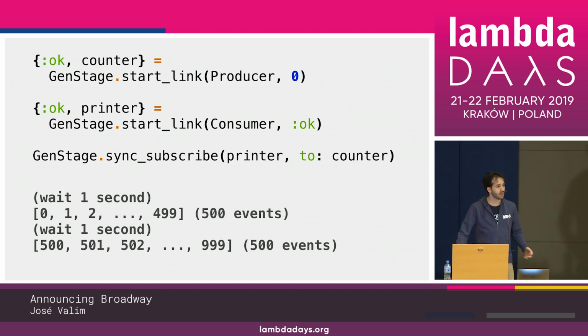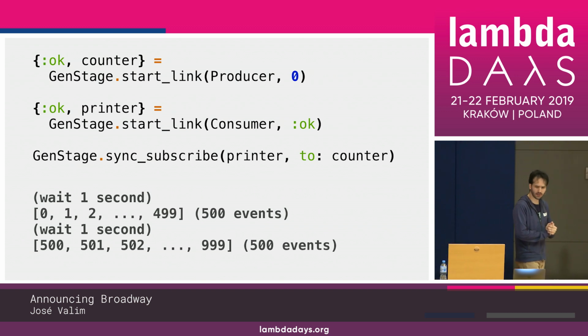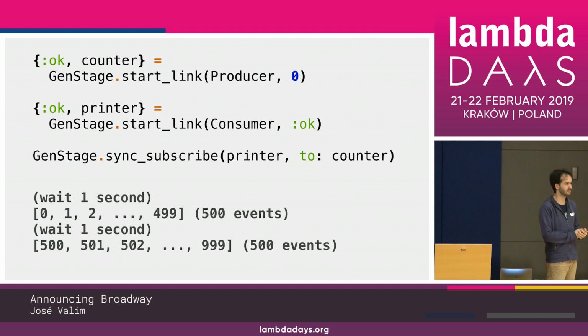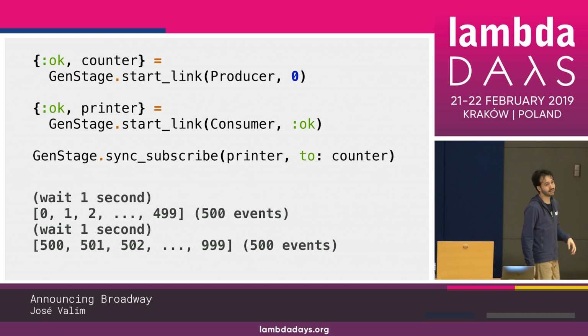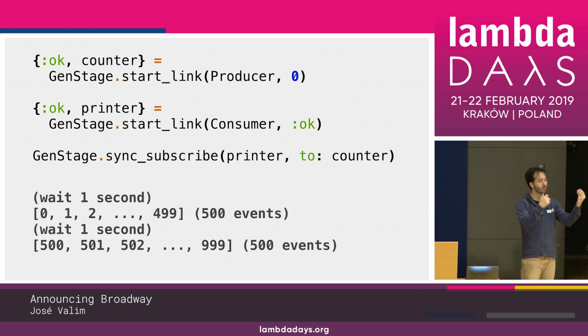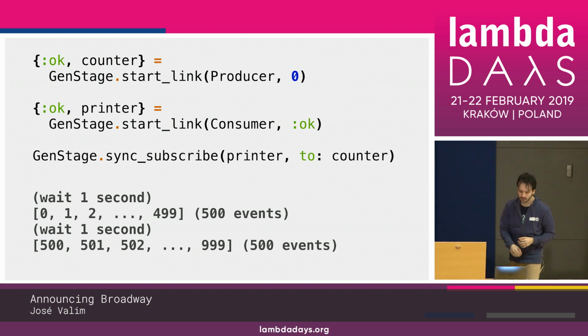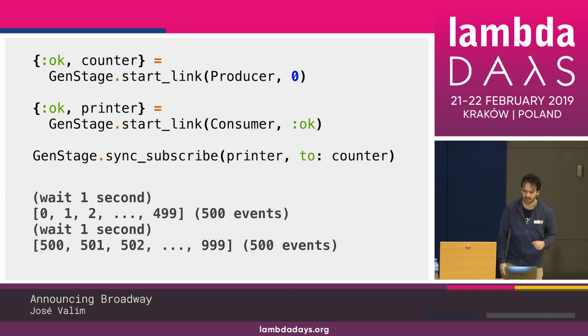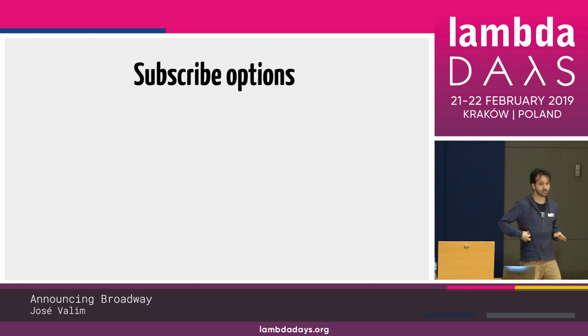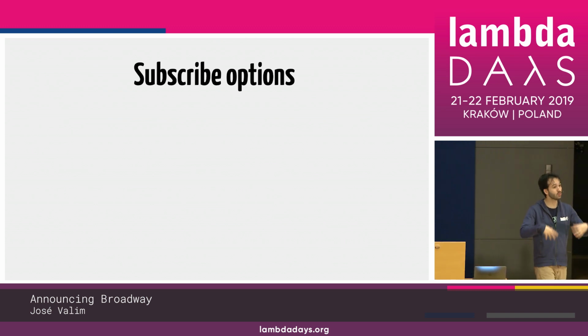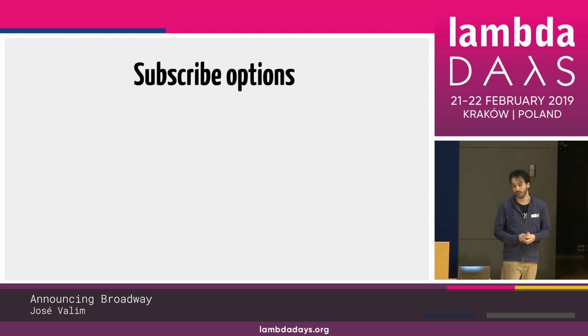Everything just works, right? But at this point, you may be wondering, but why 500 events, right? What is happening here that it chose exactly 500 events? And this actually comes from the subscribe option. So when you call subscribe, you can pass multiple options to configure that subscription. One option is the max demand. The max demand is the maximum amount of events to ask for. So you can say, hey, give me at most 1,000. 1,000 is the default value.